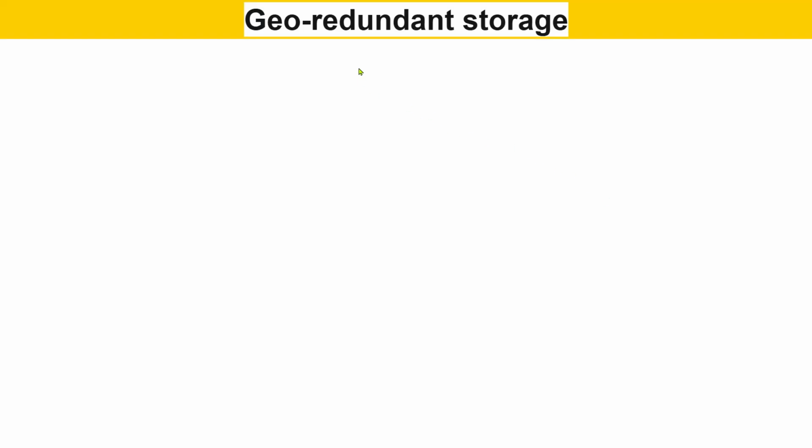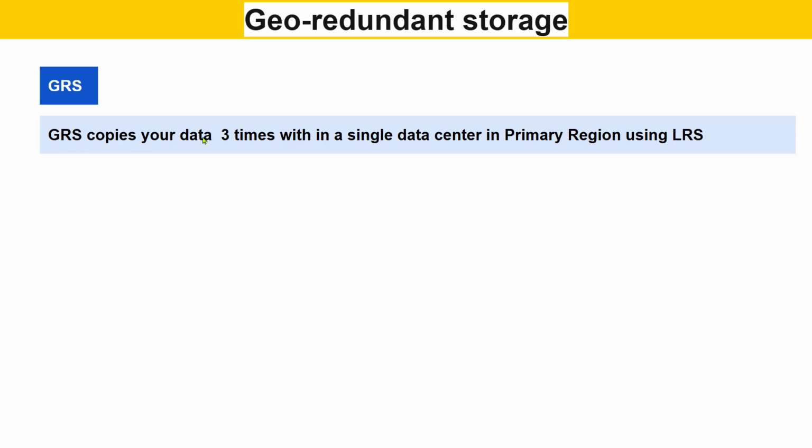Next, let's learn about Geo-Redundant Storage, popularly known as GRS. Now, how GRS copies your data, we have to understand. Geo-Redundant Storage copies your data 3 times within a single data center. So in a data center, imagine 3 hard drives. Your data is first written to the first hard drive, then the second hard drive, and the third hard drive. It is all happening in the same data center.